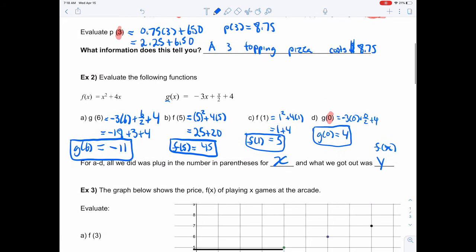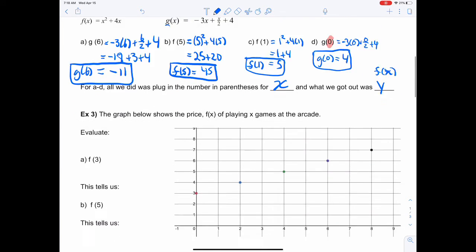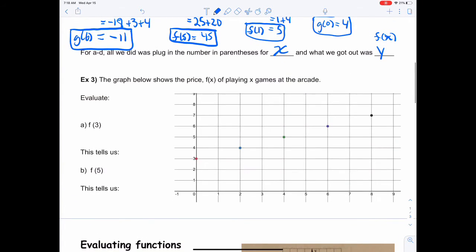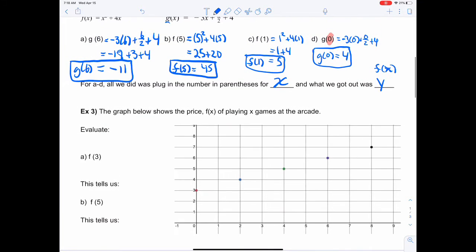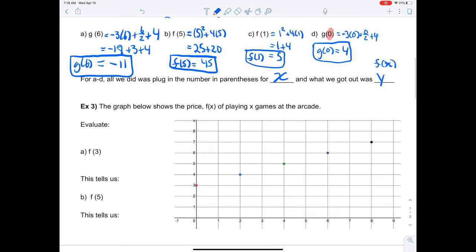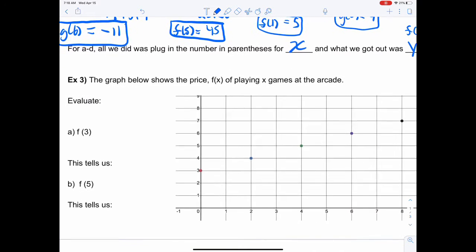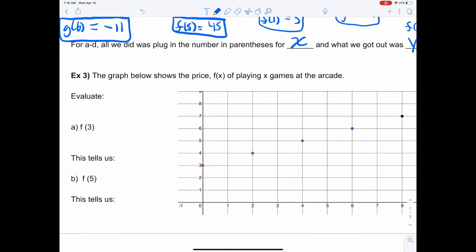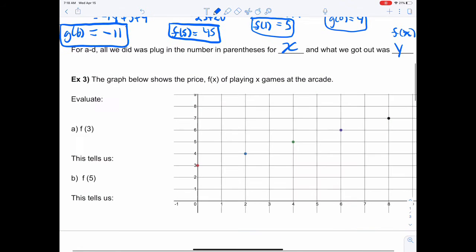Okay? So now we're going to take our talents to example 3 here, where we don't have an equation, but we have a graph. Equations, graphs, and tables are the different ways we can get information from functions. So, the graph below shows the price f of x for playing x games at the arcade. Before we take a look at this, if x is games, then let's write games on our x-axis here. And if f of x is the same as y and represents the price, then let's put price right here.